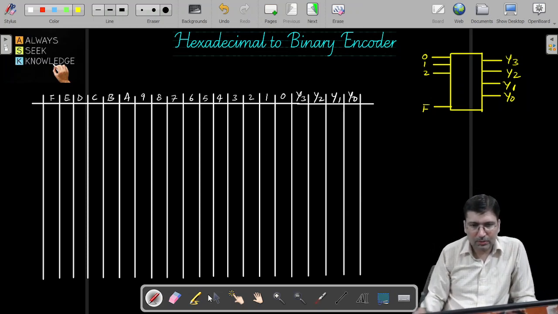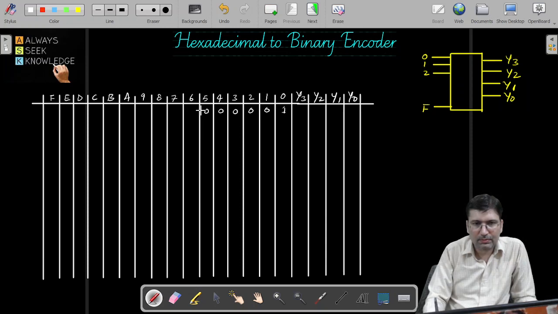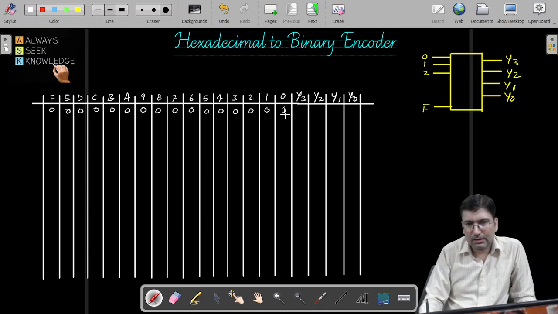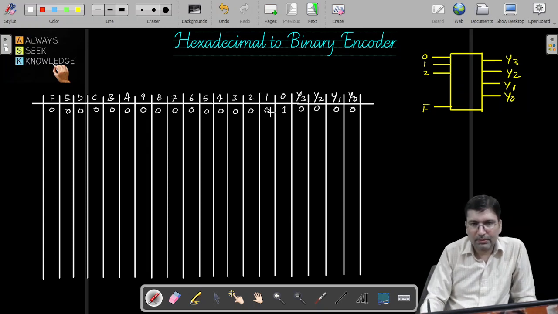Now when we write it, we make all these places one by one high. So let's say if 0 is there and rest of the places are 0, this 0 will be represented as all 0, right? Similarly, when we have 1 here, all remaining places are 0, so that will be represented as 0, 0, 0, 1.